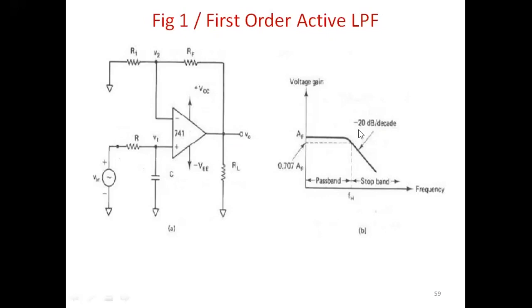See the frequency response of the active low pass filter. The range of frequency between 0 to FH is called the pass band. Beyond FH it is called the stop band. Here the gain is constant in the pass band, and at FH it falls to 0.707 of the maximum value. Then the gain keeps on decreasing with increase in frequency, which is called the stop band. And the roll off rate is minus 20 dB per decade.